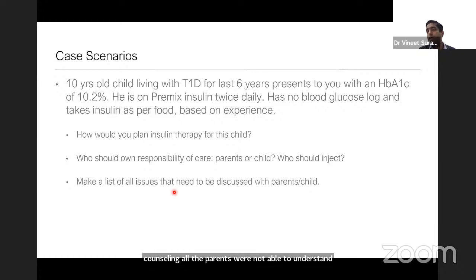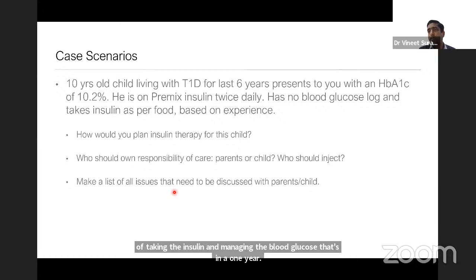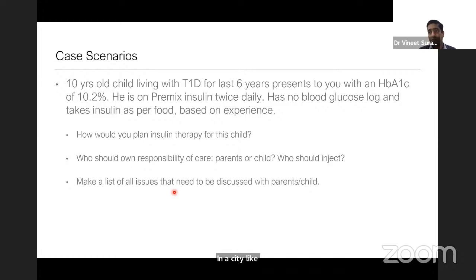In 1 year, in a city like Delhi, they are getting admitted a third time with diabetic ketoacidosis, with blood HbA1c being 16%. So this is very, very important: yes, give the freedom to the child, but parents need to observe during their initial pivotal year, because that becomes really important.